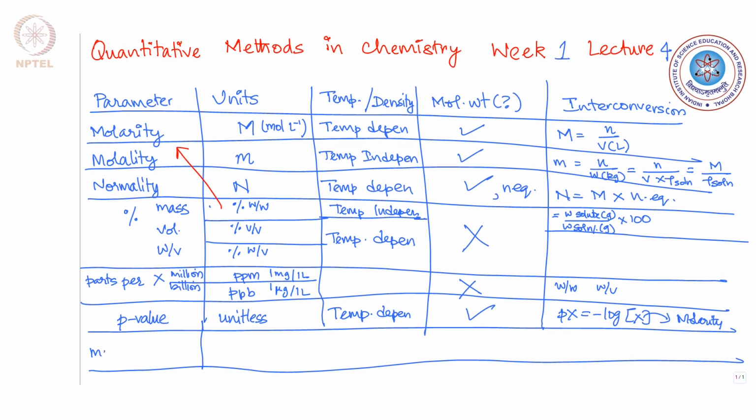To finish with, we have mole fraction. Mole fraction is also unitless, it is temperature independent. It does require the knowledge of the molecular weight of the concerned chemicals, and the interconversion with molarity is not that straightforward, but basically, the mole fraction of any constituent i is going to be given by the number of moles of i divided by the sum of the number of moles of all the entities that are present within the solution.